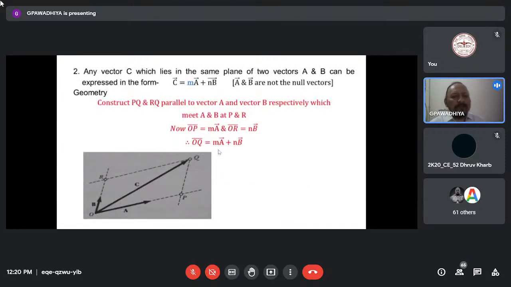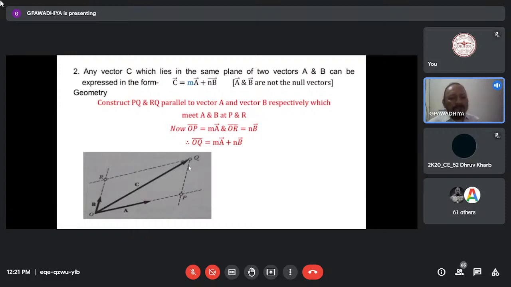Let's do a second example here. Any vector C which lies in the same plane of two vectors A and B, we can express as follows. We have to prove that C we can express as mA plus nB. So what do we do? We draw the parallelogram. We know vector A, we know vector B, and their directions and magnitudes are known. We know vector C. So we extend the line of action of A to meet at P, and the line of action of B to meet at R, where P is the intersection of QP and OP, and R is the intersection of QR and OR.